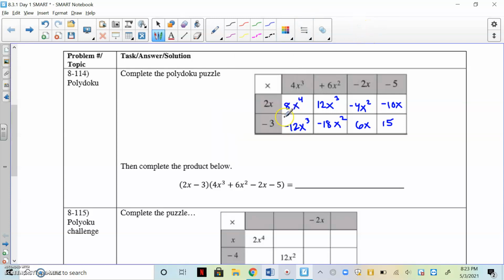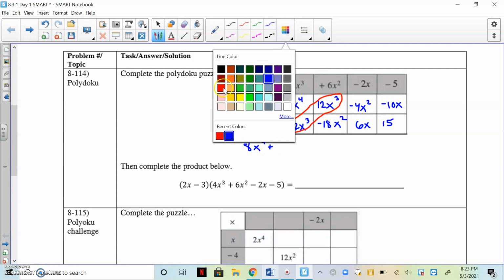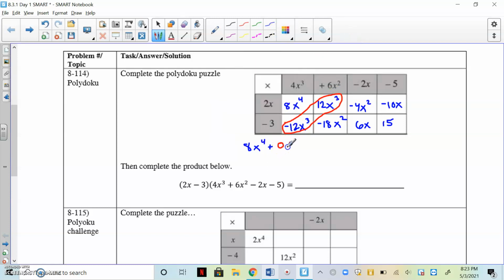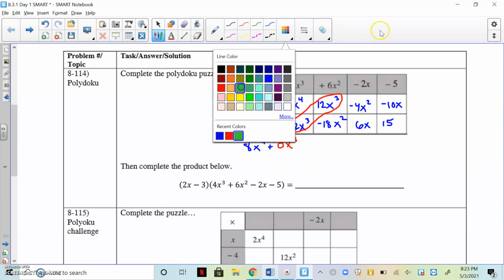So we can see that these diagonals, hopefully you remember, are always going to be like terms that we have to combine. So these x cubed terms will add together. In fact, those cancel each other out because negative 12 and positive 12. Let me also rewrite that, 8x to the 4th. So down here we will write everything all together. So negative 12x cubed plus 12x cubed just ends up being 0x cubed like we mentioned before, but I'll write it anyway just so we can see what happens to all of them.